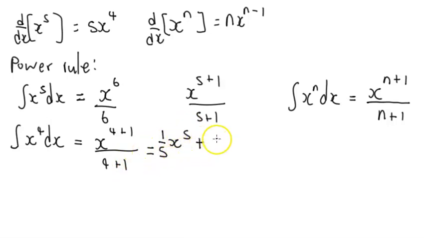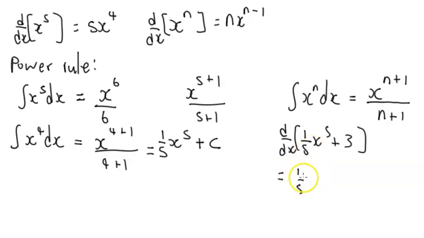And remember, you need to have a c here, a constant, because you don't know. Suppose, for example, that you knew that an original function you had was, say, 1 over 5 x to the power 5 plus 3, and you know that differentiation is the opposite of integration. So when you differentiate this, it would go back to this. If you differentiate this function, you would get 1 over 5 multiplied by 5x to the power 4 plus 0. Basically 5 would cancel 5 and you would have x to the power 4, which is what we started with.